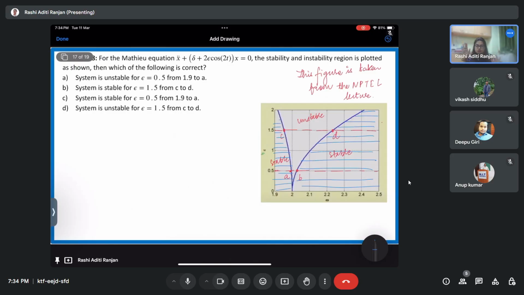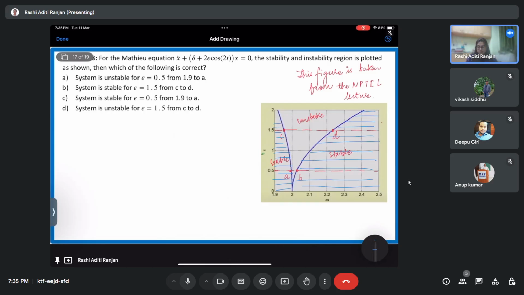So this is incorrect. Option B says the system is stable for epsilon 1.5 from C to D. So this option is saying that from C to D, for the value of epsilon 1.5, my system is stable. But that is not true, because it lies in the unstable region. In fact, from C to D, my system is unstable. And apart from that, for every value, my system is essentially stable.